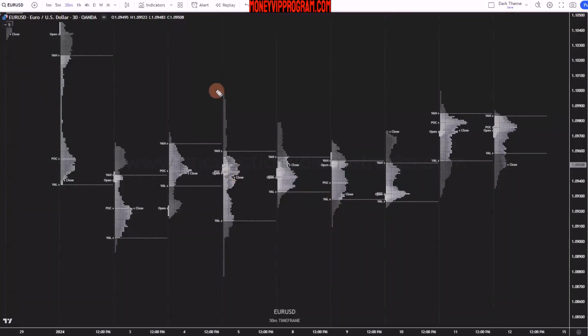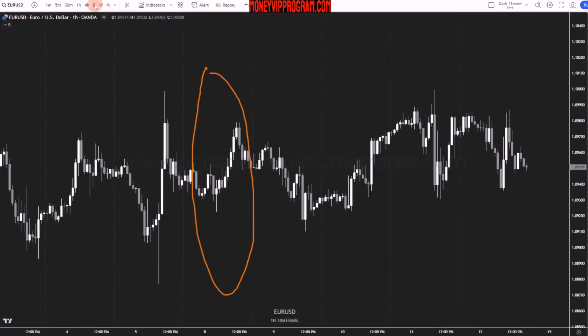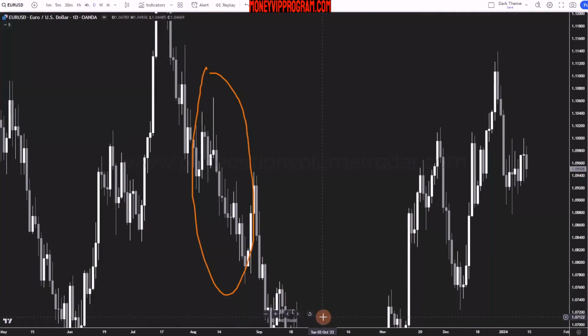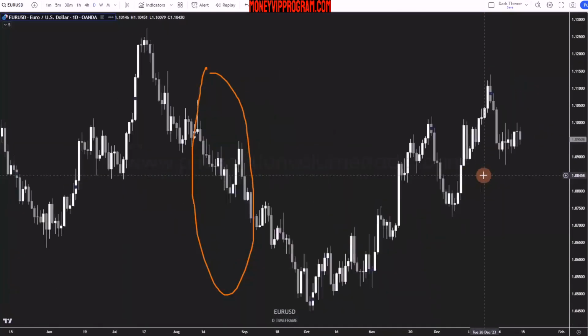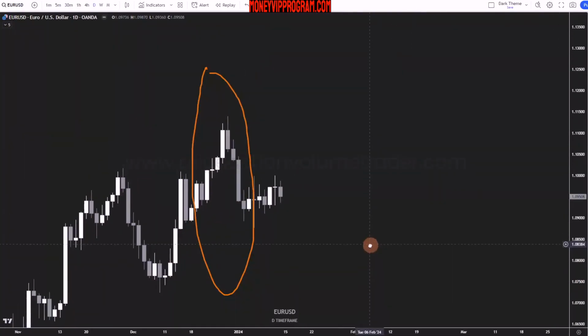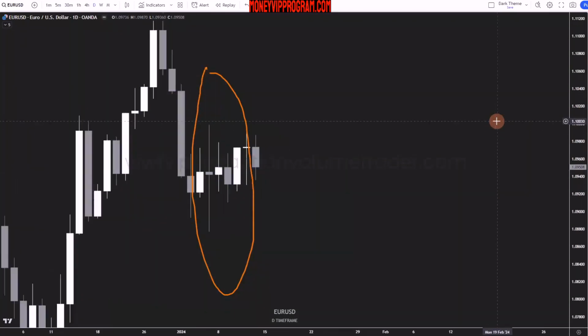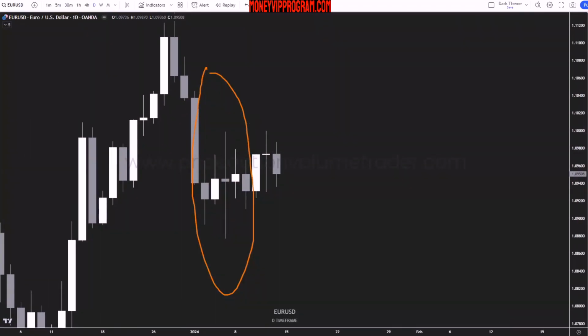Okay, so for example here you can see this profile. If we look at this on a candlestick, this was a very neutral daily candle. If we go on this daily chart, you can see that the profile we're looking at was this one right over here, this very neutral doji candle that we had right here. That was the same view that we had from the market profile.